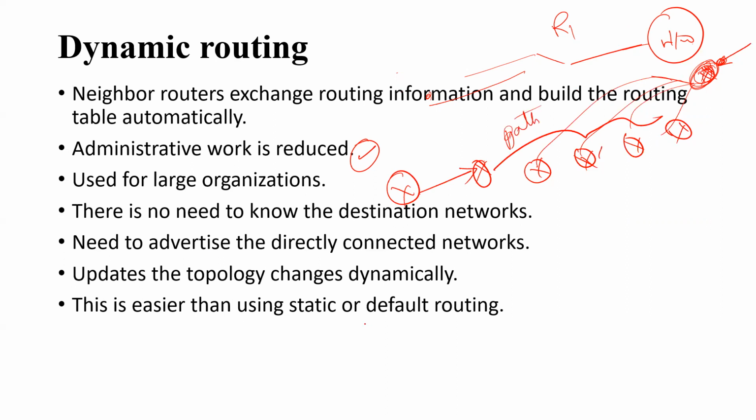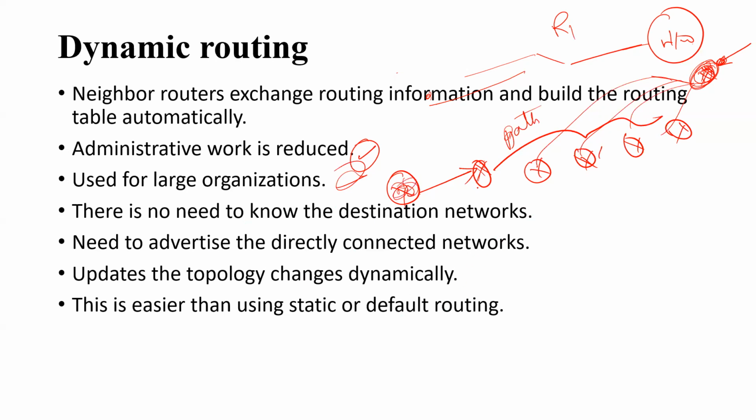So this is the dynamic routing protocol used for larger networks. Here there is no need to be aware of the destination networks, because we are configuring only the directly connected networks. Others we are not configuring here. We just need to advertise the directly connected networks, and that is also done.